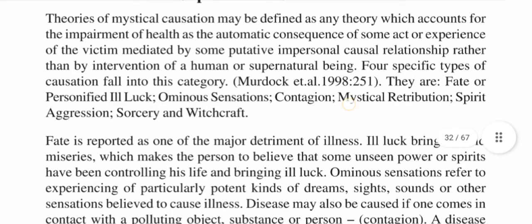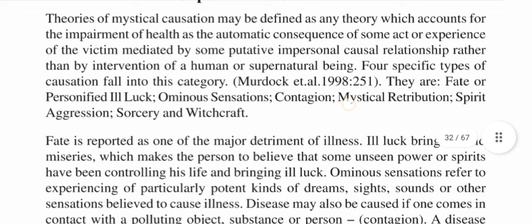Theories of supernatural causation. Theories of mystical causation may be defined as any theory which accounts for the impairments of health as the automatic consequence of some act or experience of the victim, mediated by some putative impersonal causal relationship rather than by intervention of a human or supernatural being. Four specific types of causation fall into this category.